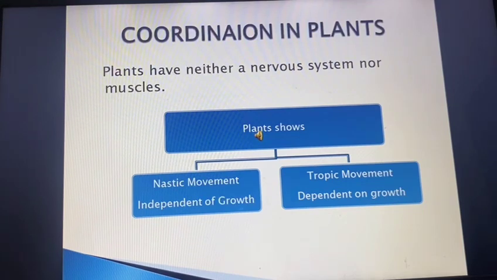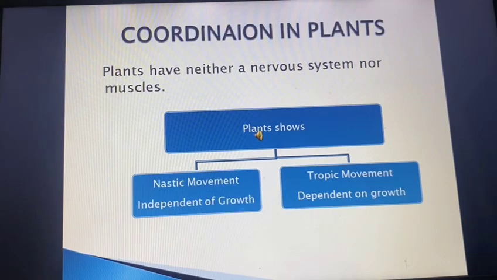Nastic movements are independent of growth. No growth is involved in this type of movements, and these are non-directional movements. For example, the leaves of sensitive plants move very quickly in response to touch. There is no growth involved in this movement. Such movements are called nastic movement.